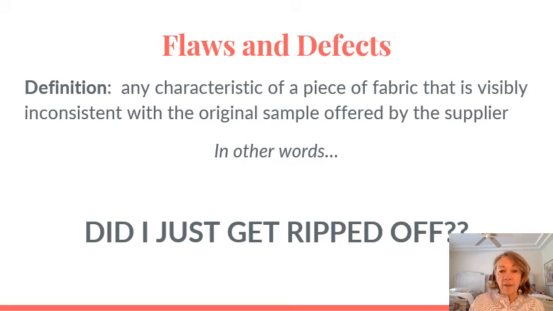Okay, so we've talked about different aspects of testing. Let's talk for a few minutes about flaws and defects. That would be defined as any characteristic of a piece of fabric that is visibly inconsistent with the original sample offered by the supplier. In other words, did I just get ripped off? So once you're promised something by a supplier, you can expect them to guarantee that the fabric is as promised. The flaws and defects are not going to be there if they promise that they are not.